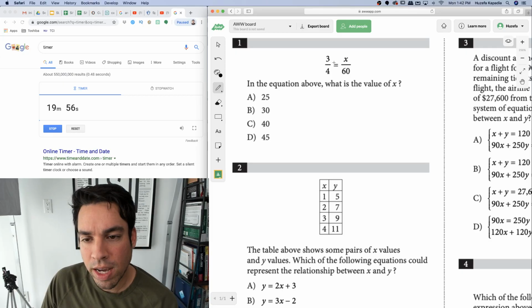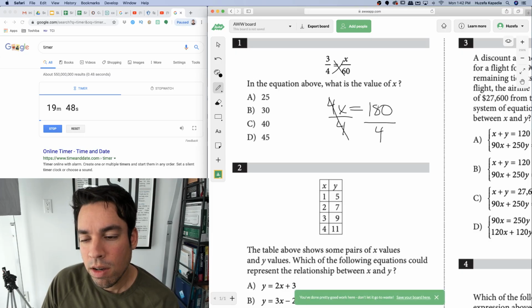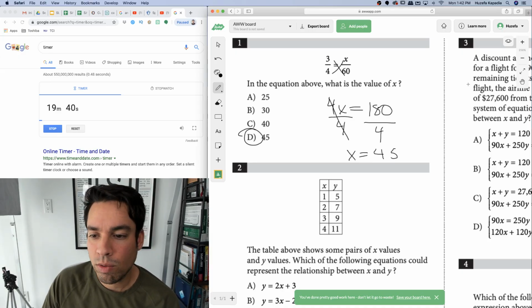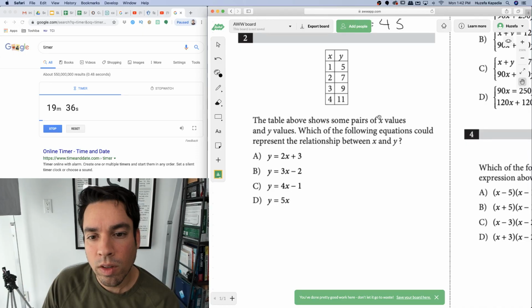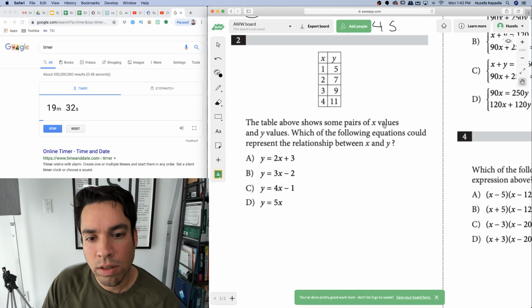The equation above gives the value of x, so I'm going to cross multiply. 4x equals 3 times 60, which is 180. Then we're going to divide by 4. 4 goes into 180 45 times, so x equals 45. And again, do long division if you don't want to do it mentally. Let me make sure, yes, okay.